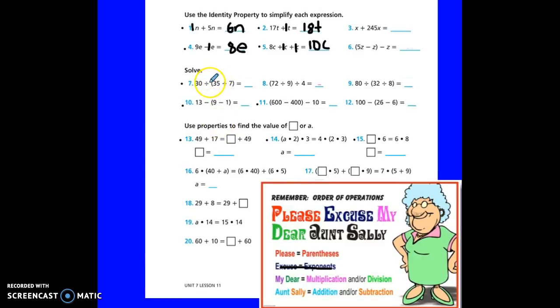So I look here, and I have to think to myself, okay, it says 30 divided by, and then parentheses, 35 divided by 7, end of parentheses. So again, using my order of operations, P, please, I'm going to do my parentheses first. So 35 divided by 7 is 5. And then I have to think to myself, what is 30 divided by 5? And the answer is 6.